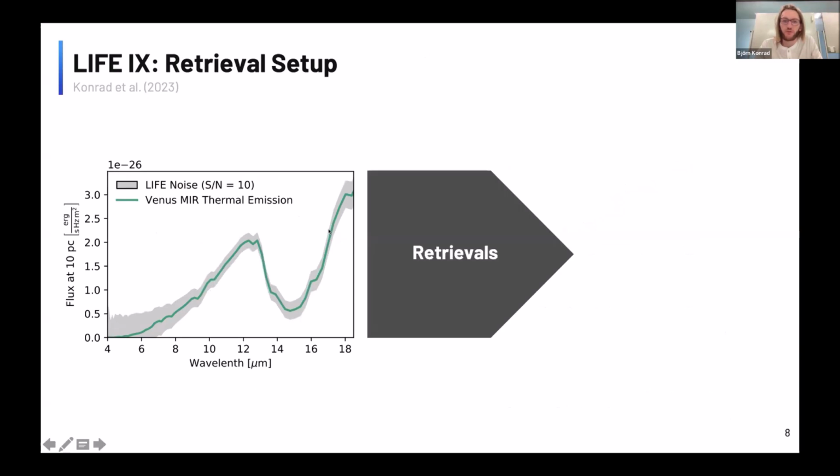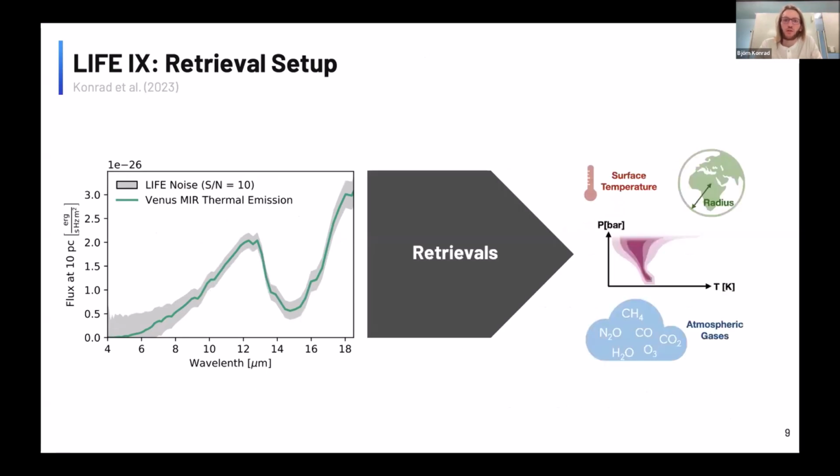And then we ran retrievals on this spectrum to try and constrain parameters such as the surface temperature, the radius of this Venus-like planet, the pressure-temperature profile, and we tried to find atmospheric trace gases in Venus's atmosphere, and we also tried to constrain the clouds.